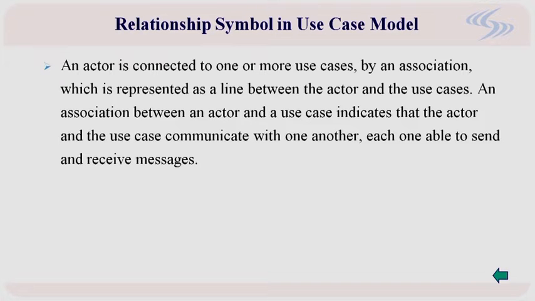So an actor is connected to one or more use cases by an association, which is represented as a line between the actor and the use cases. Association between the actor and the use case indicates that the actor and the use case communicate with one another, each one able to send and receive messages. For example, customer. A customer of an e-shopping system.